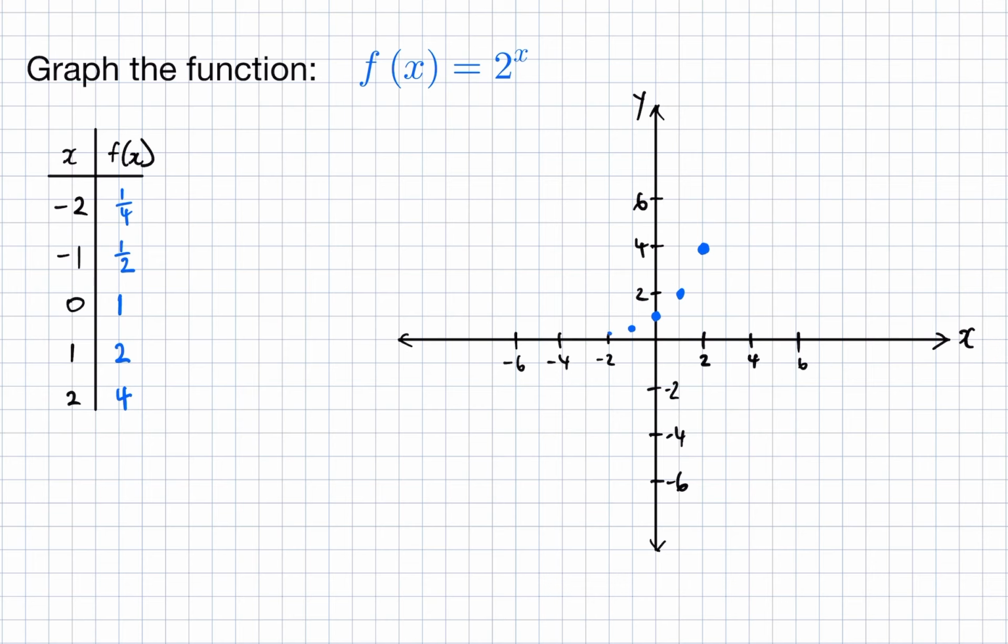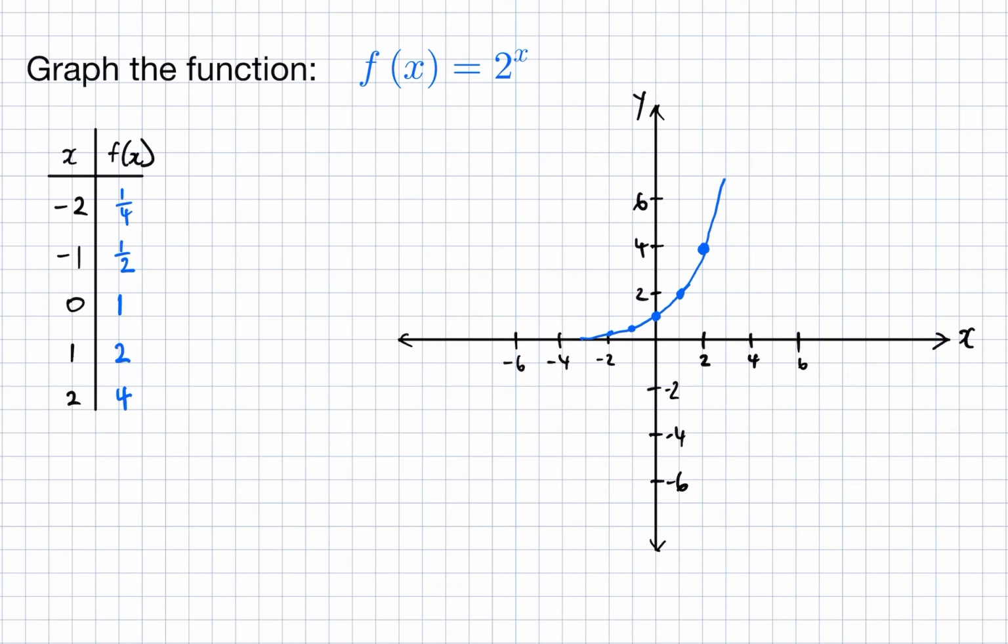And then the last point, when x is -2, my y is 1/4. So that puts us closer to the axis. And if you were to do this with an infinite number of points, you would see that this function would look something like this. All right, so that is our function f of x is equal to 2 to the x.